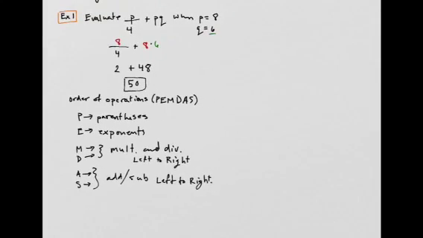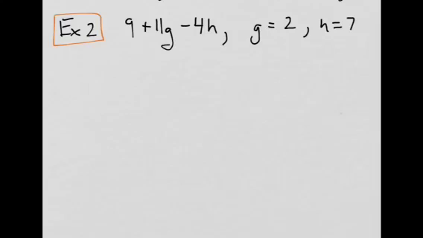Maybe we see one more example. So evaluate 9 plus 11G minus 4H when G is 2 and H is 7. Okay, so we take a look at this. 9 plus 11 times, what did we multiply? Times G, so that would be times 2. And then minus 4 times 7. So that would be in green. I'll do that in green.